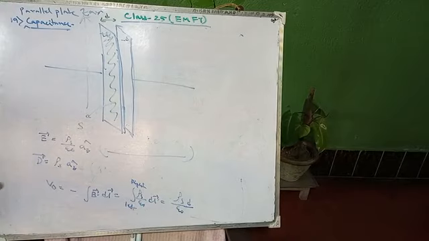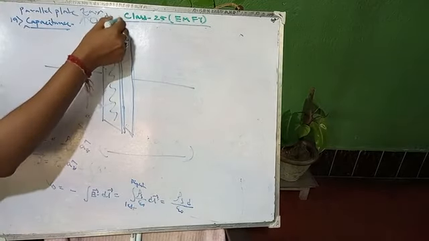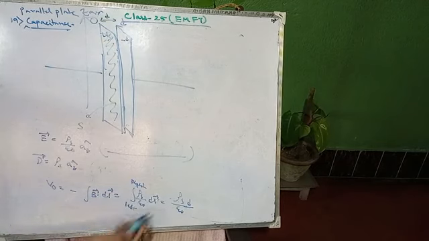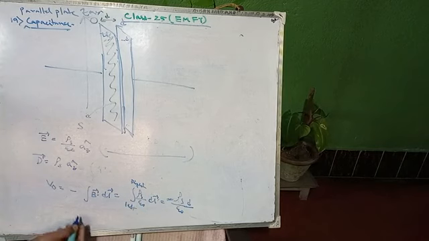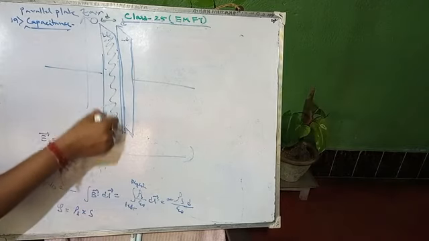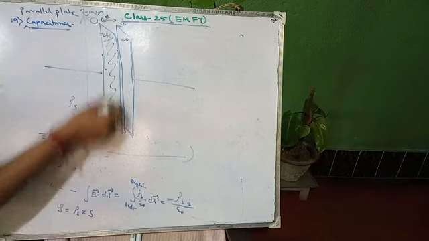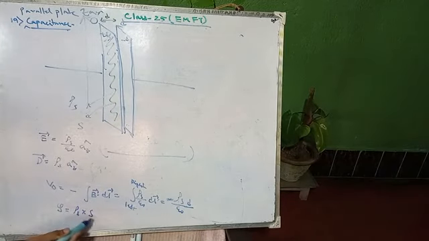Actually, from left to right, if we consider it starts at 0 and ends at d, then upper limit minus lower limit gives a negative sign of rho S d by epsilon naught. So this is your V naught, and Q equals rho S into S. This rho S is the surface charge density, and the total surface area is S, so Q is rho S into S.